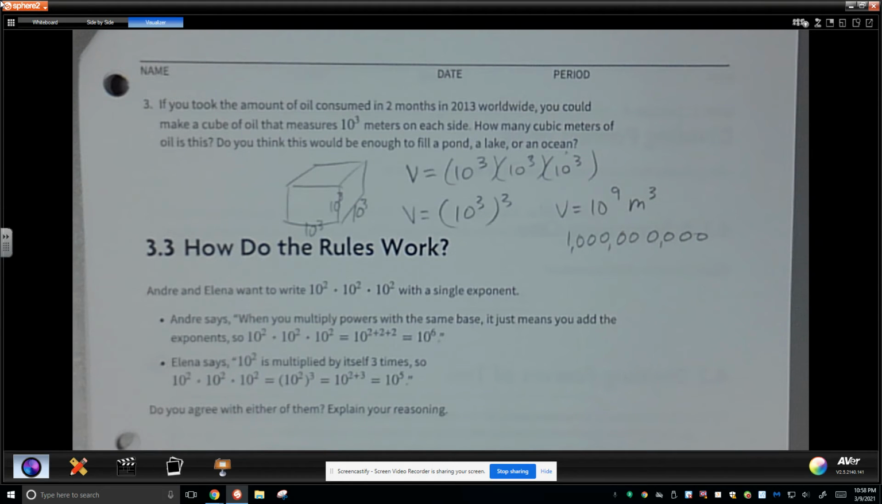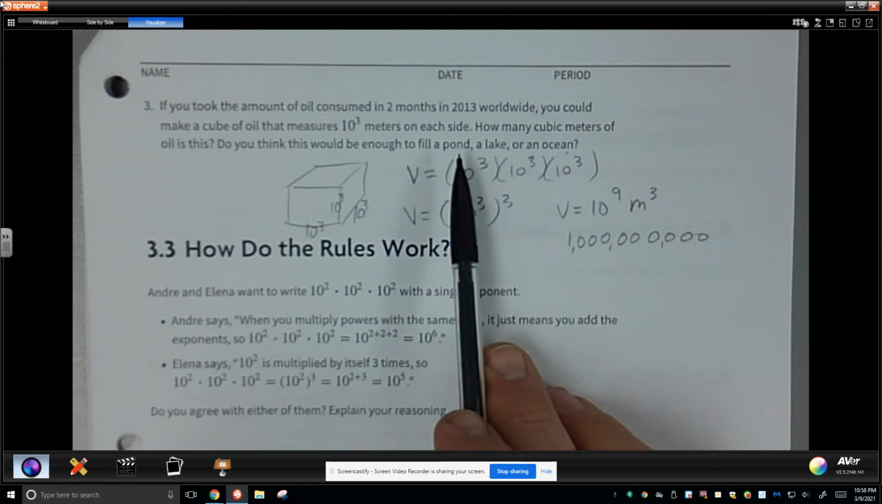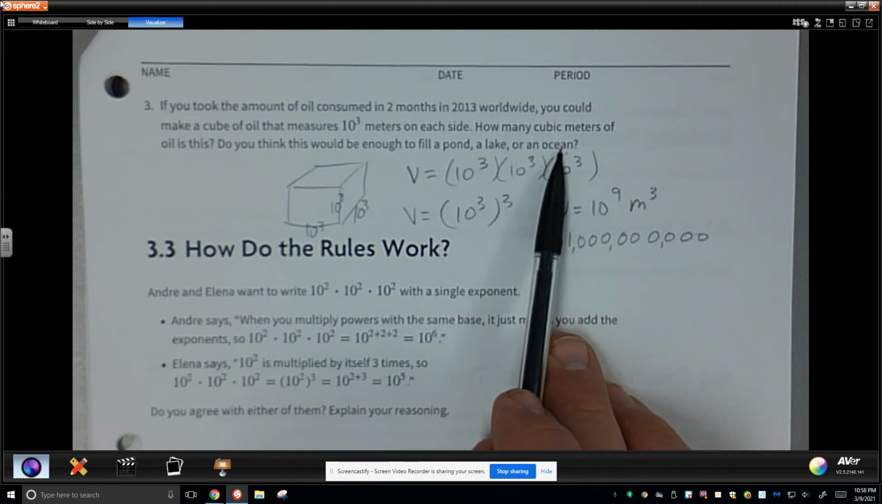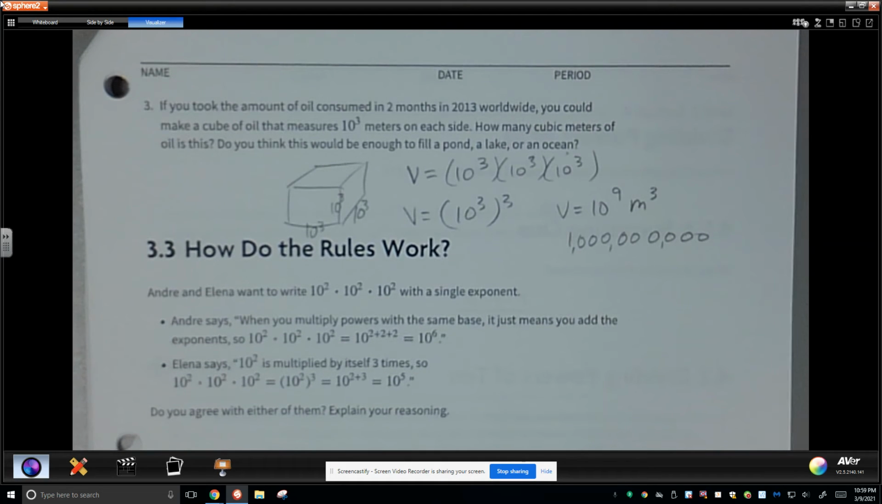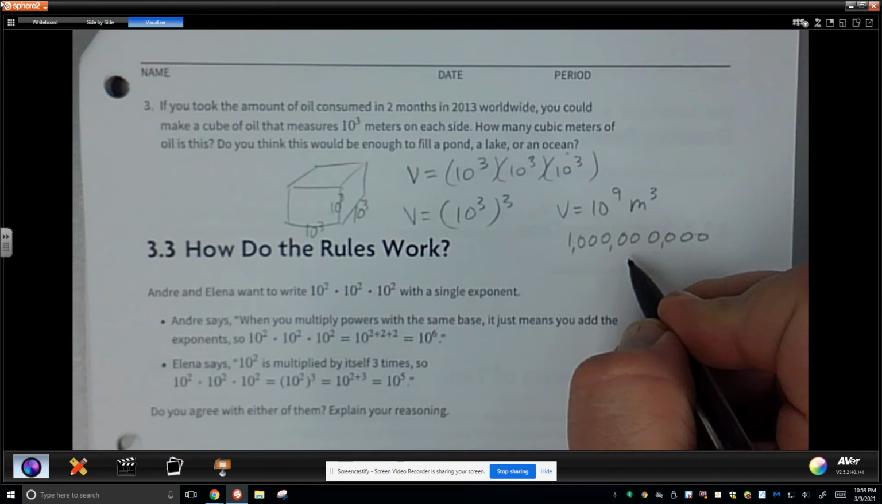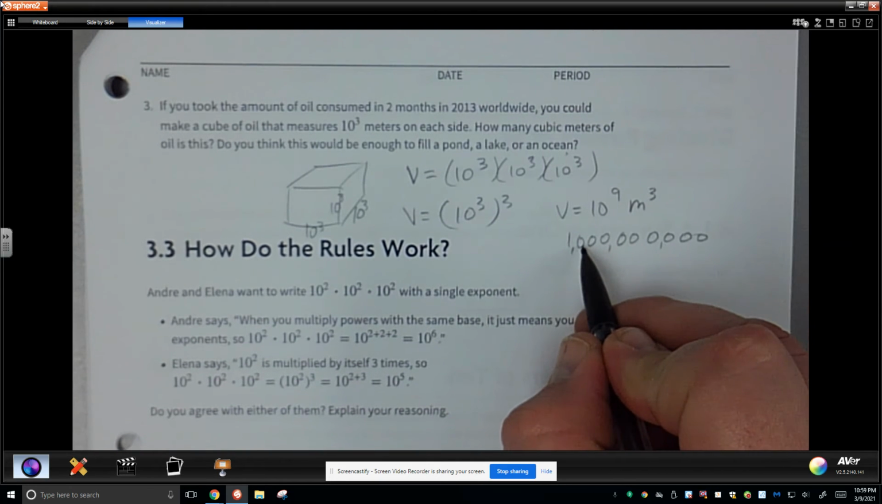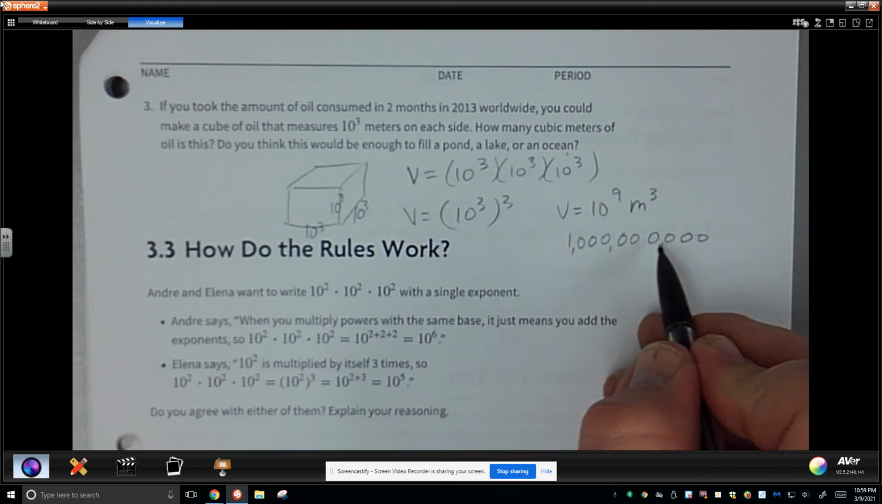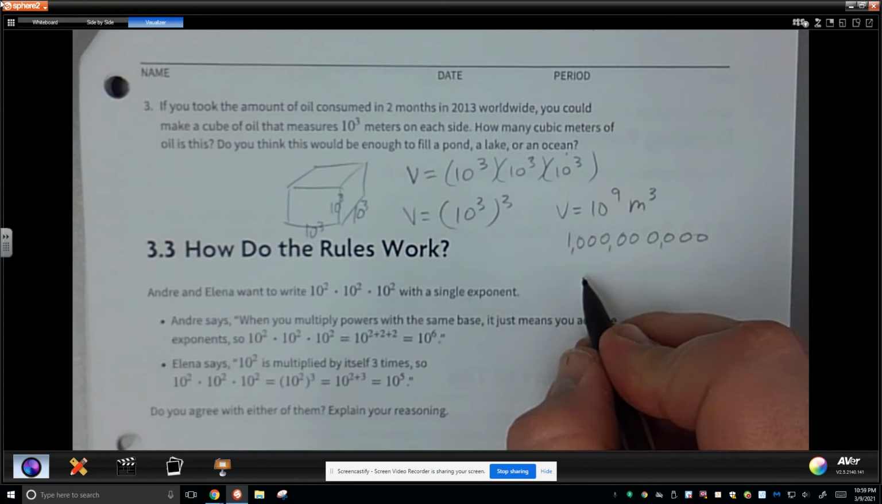Would it fill up a pond, a lake, or an ocean? I want you to give that some thought. I want you to decide which one of the three, a pond, a lake, or an ocean, is most reasonable. Don't do any guessing. I want you to really come up with a good reason why. And what you may want to do is go on there to Google and say, how many gallons is 1 billion cubic meters?